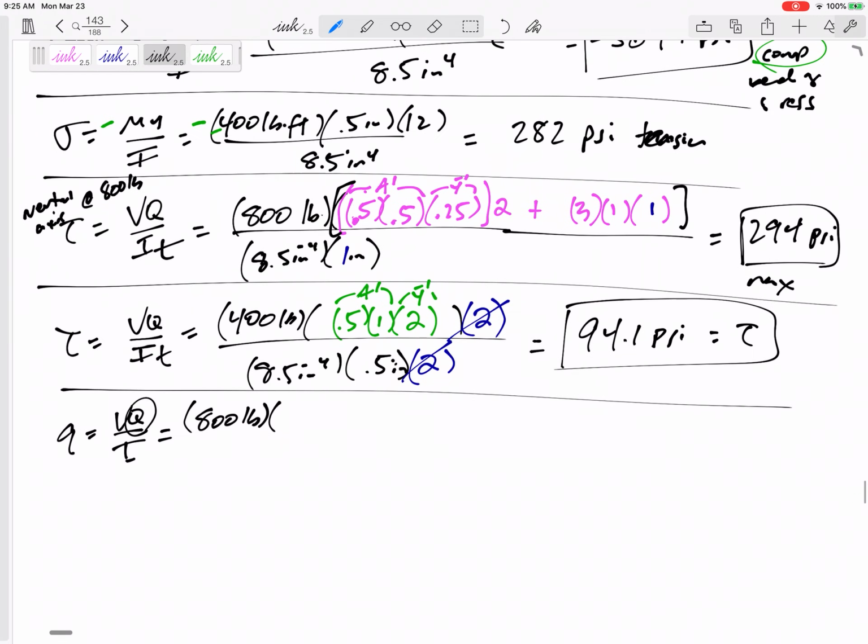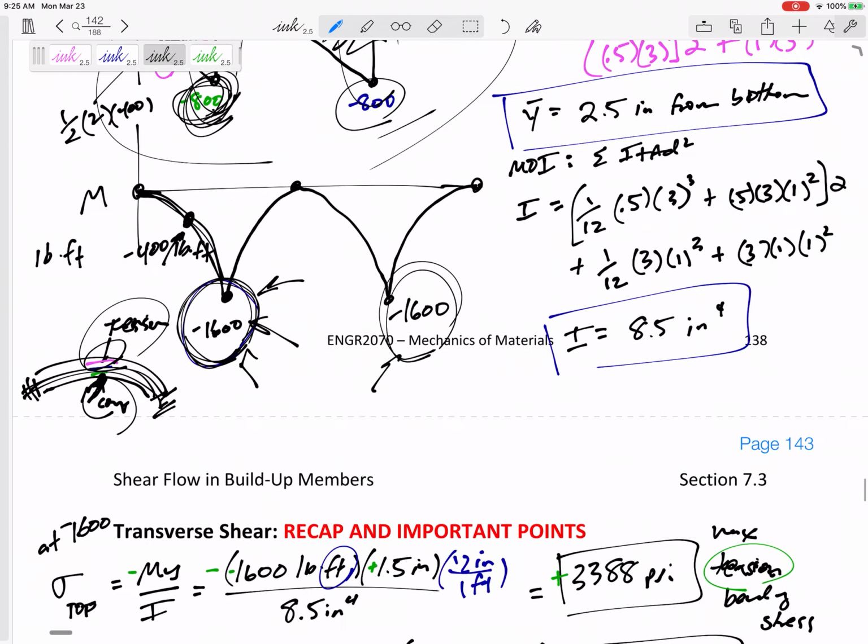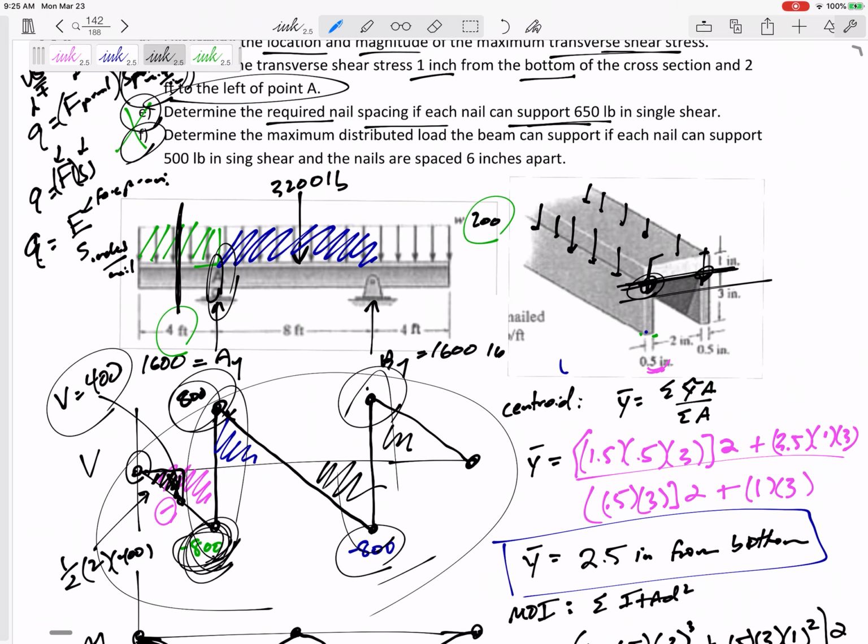All right, so the Q at that location from the neutral axis would be y bar prime, A prime. The A prime would be 3 by 1. The y bar prime would be 1. It would take me 1 inch to get from the neutral axis to the centroid of A prime.